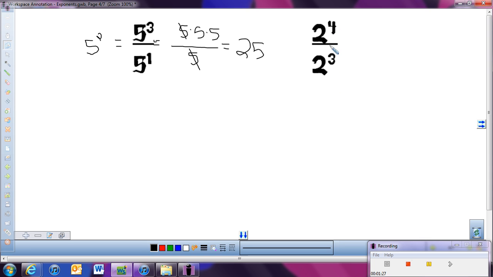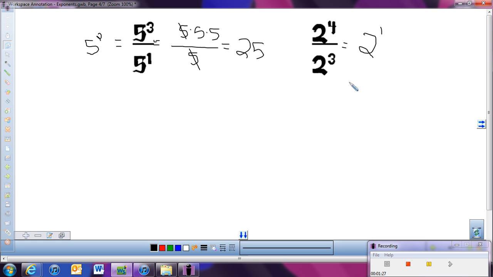Before we write this one out in expanded form, let's see if we can write it as one exponent. So I'm going to write the base, which is 2. And then I have 4 on the top and 3 on the bottom for exponents. I can subtract those and get 2 to the first. So our answer should be 2.